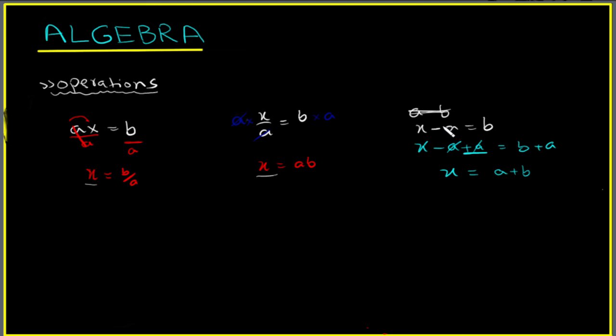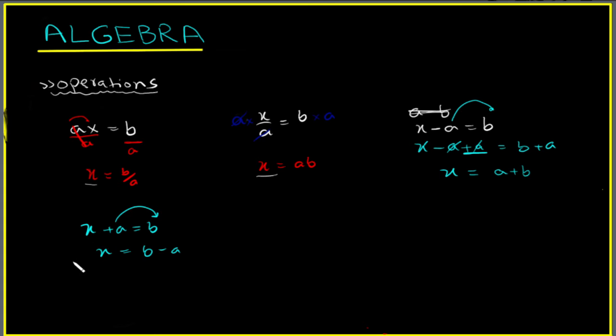So you could see it the other way as well. a was being subtracted here. If it goes to the other side of the equation, it will add. So a plus b is equal to x. The fourth one is subtraction, which is similar to addition. If x plus a is equal to b, if a is being added here, it will go to the other side of the equation and it will be subtracted. So x is equal to b minus a, right?